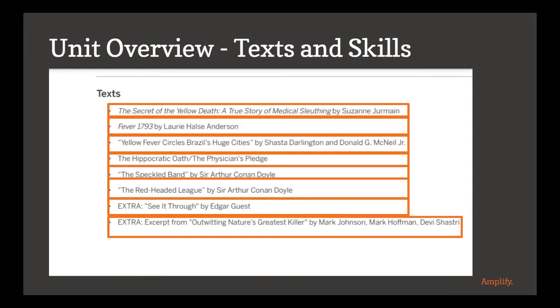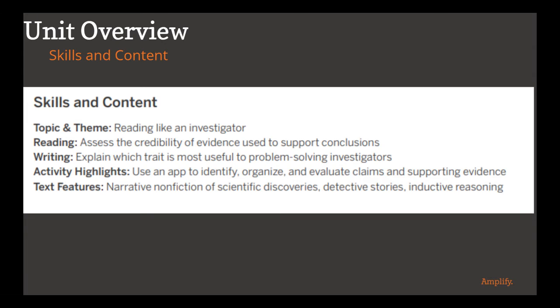This unit also includes some extra texts. These appear in activities such as challenge writings. These include See It Through and an excerpt from Outwitting Nature's Greatest Killers. Beneath the texts for the unit, you will find a snapshot of the skills and content covered in the unit. Take a moment to pause this presentation and read through the information on the screen.